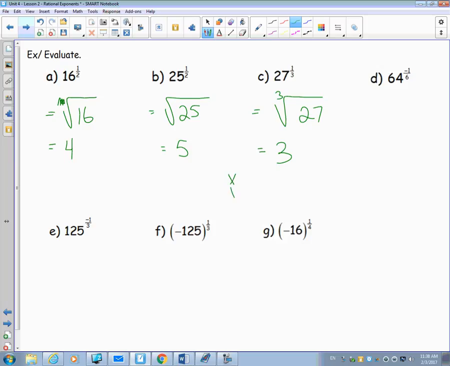It usually looks like this. And what you type in is you type in 3, press that button, and 27, and it should come out to 3, the cube root of 27. Okay, we'll try the next one.